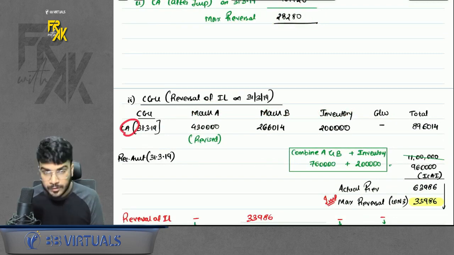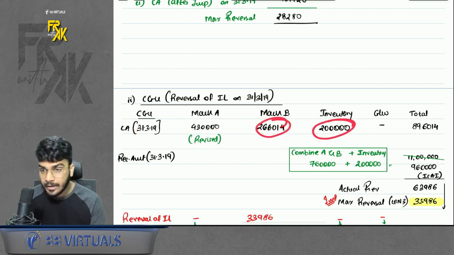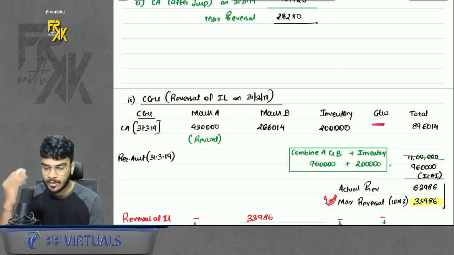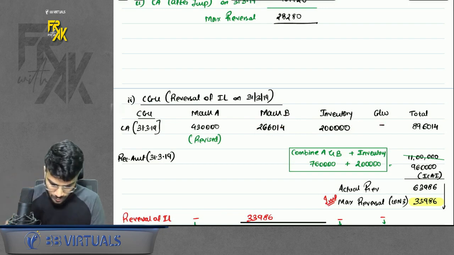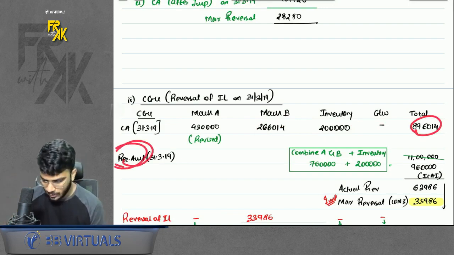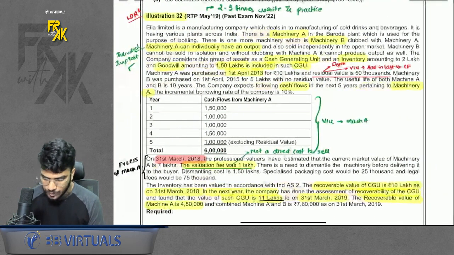Just write the carrying amount first. For machine A, we will take the revised carrying amount. For machine B, we already have the carrying amount. Inventory, same it is. Goodwill was written off already in the impairment loss, so no goodwill. You get the carrying amount. Now recoverable amount. Now there is one confusing point here.